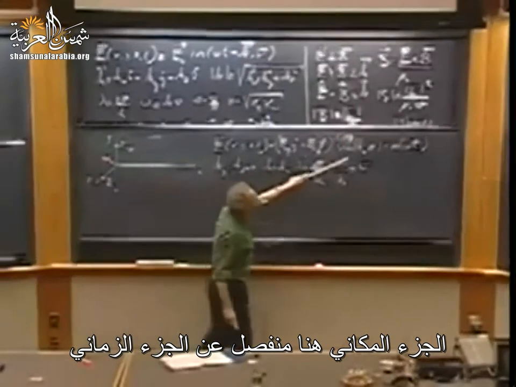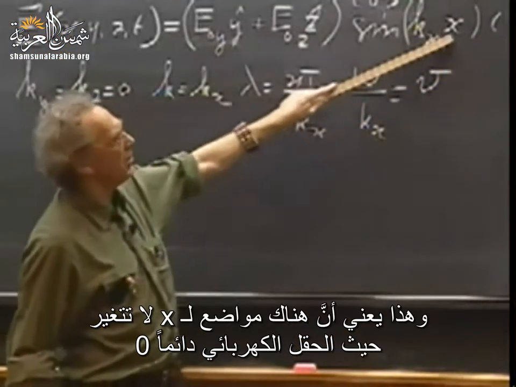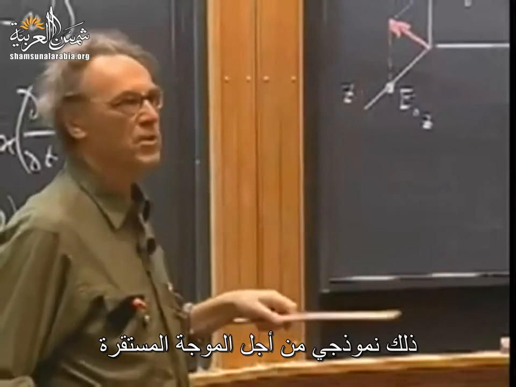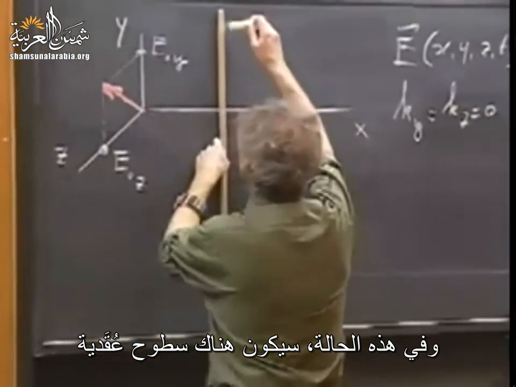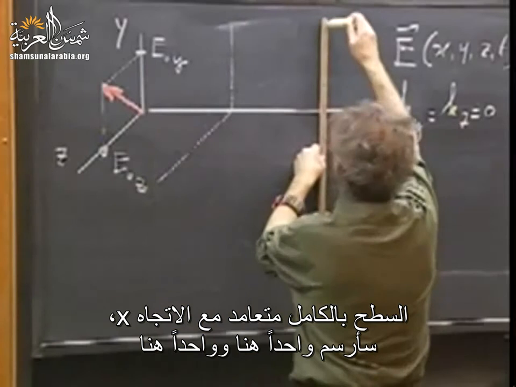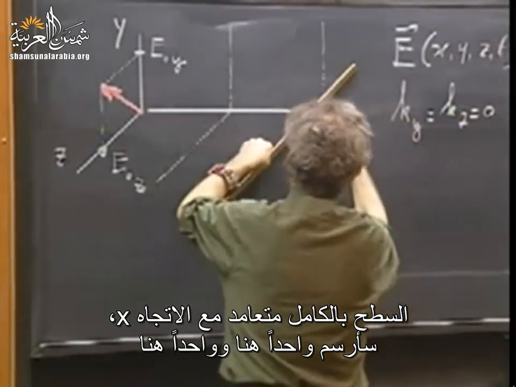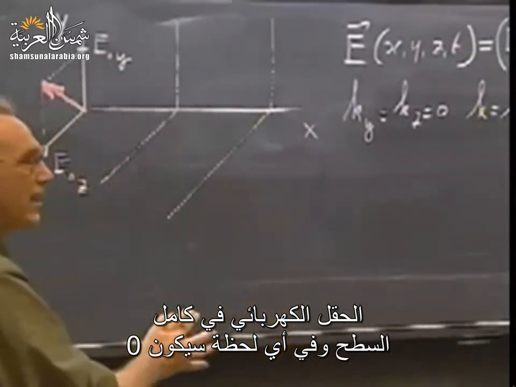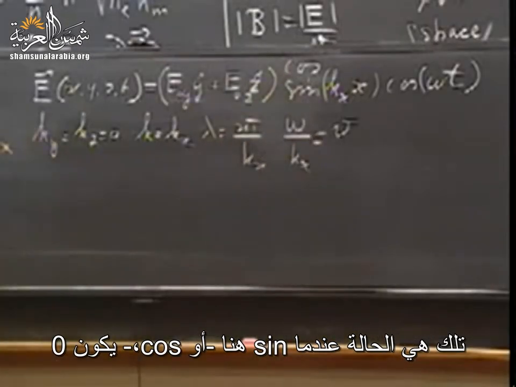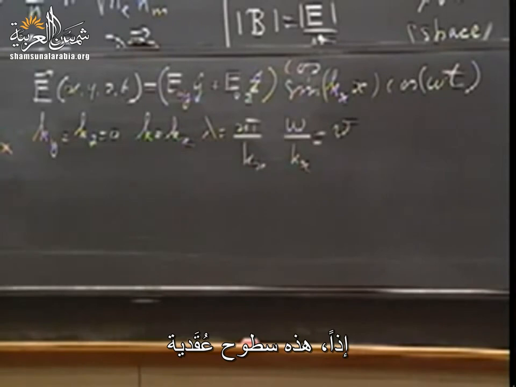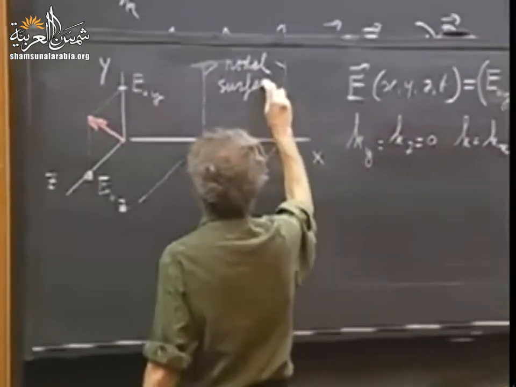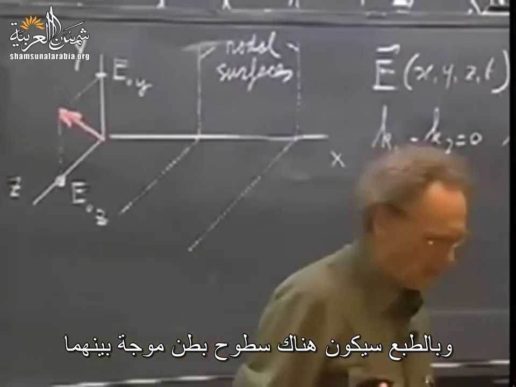The fact that we have here the spatial part separated from the time part means that there are locations for x which never change, whereby the E field is always 0. That's typical for a standing wave. And in this case, they will be nodal planes. The whole plane perpendicular to the x direction, I will draw one here, and I will draw another one here. The E field in that whole plane at all moments in time will be 0. That's the case when this sine, or whatever the cosine you have chosen, happens to be 0. And so these are nodal surfaces. And of course, the antinodal surfaces fall right in between.